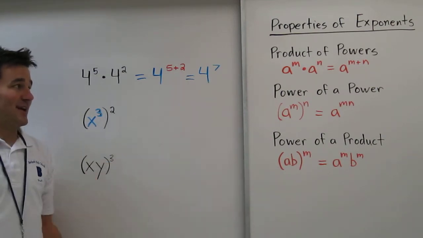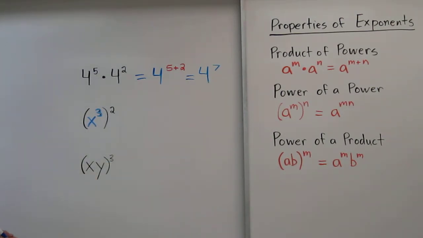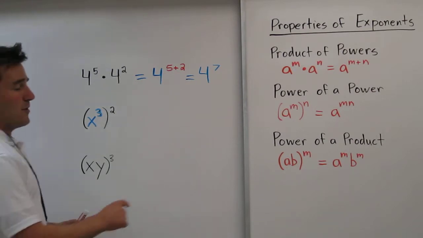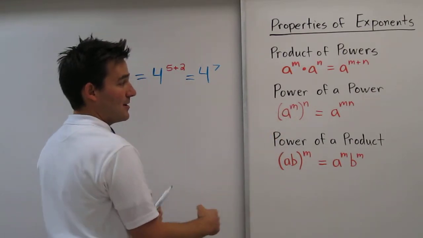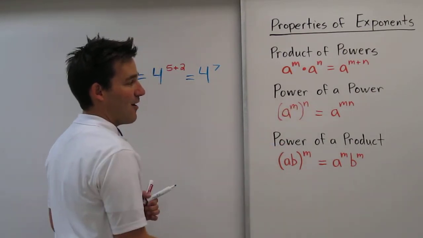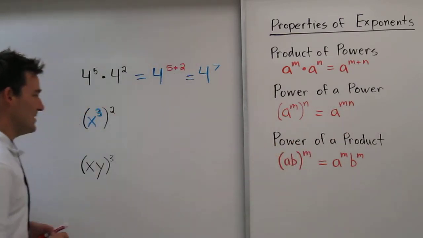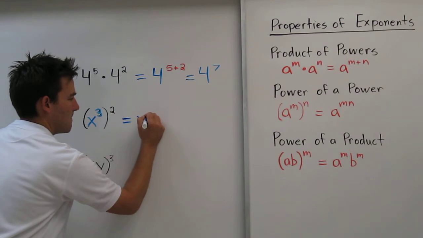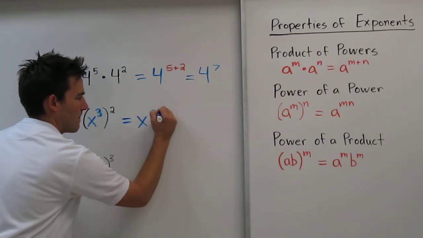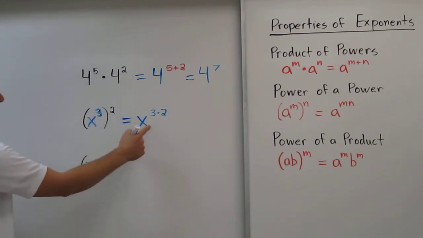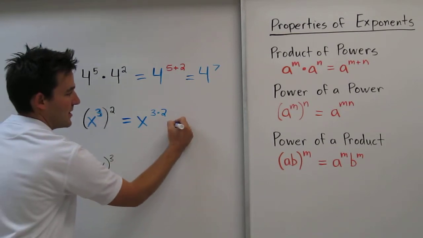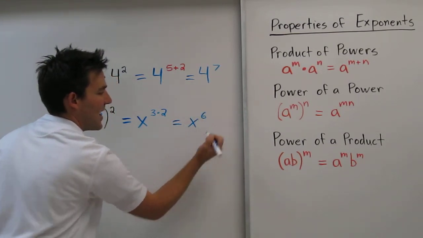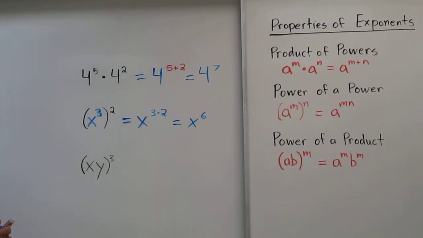Our next property is the power of a power property. In this case, when we have a to the m quantity to the nth power, we multiply the m and the n. So we would do that like this. X to the 3 times 2 is x to the 6th power. And that's what we got the first time.